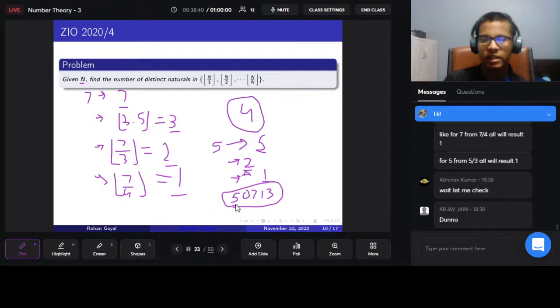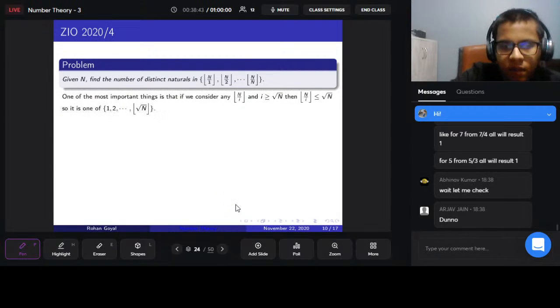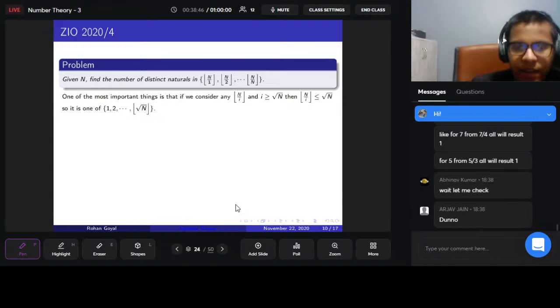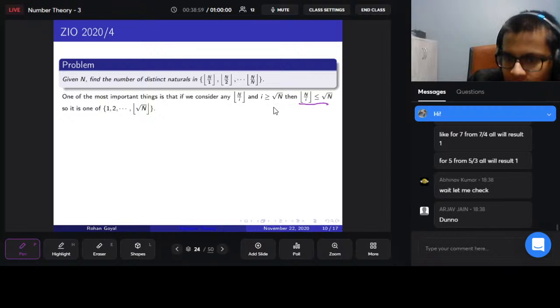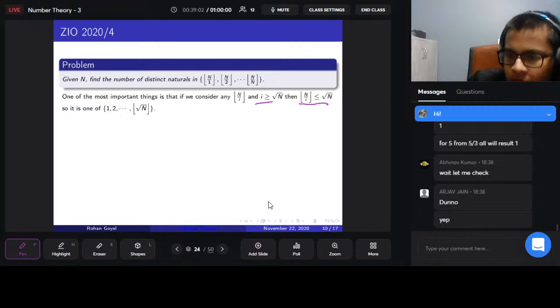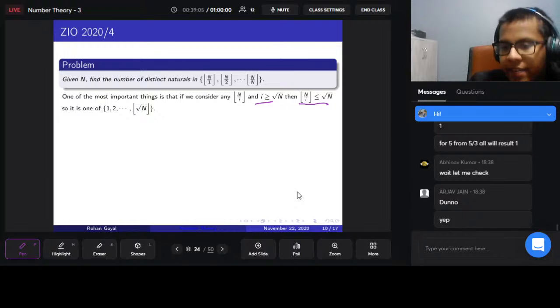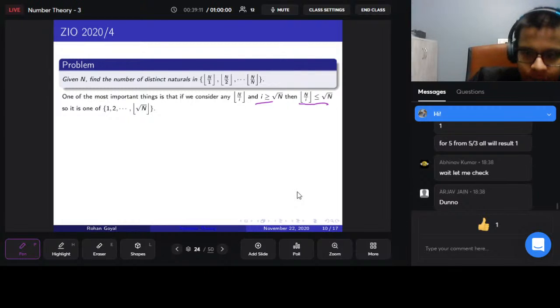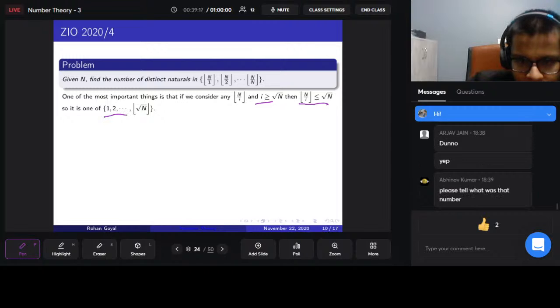Right. So let's start with a claim that if we consider n by i, where i is greater than root n, then the floor of n by i will be less than root n. Do you understand why this is true? So we see that the value must be in this set.